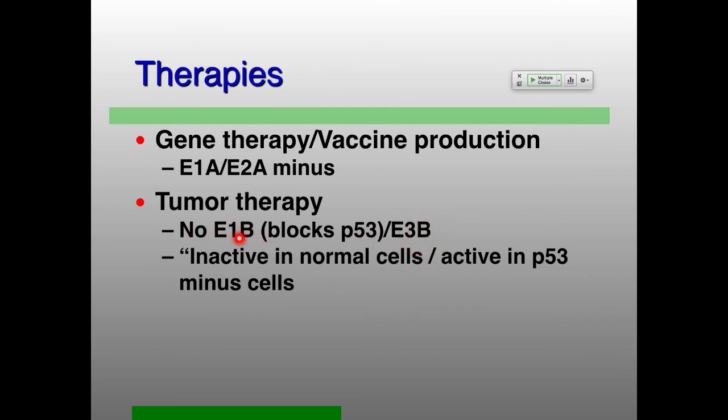And so basically, if you don't have E1B, you're not suppressing apoptosis, right? Because that's basically what E1B does. But it's suppressing apoptosis by suppressing the activity of P53. If, however, you have a cell which is already lacking P53, now E3B is going to turn on apoptosis. So the idea is if you can get an adenovirus into a cell that is lacking P53, you can cause it to die due to the presence of E3B.